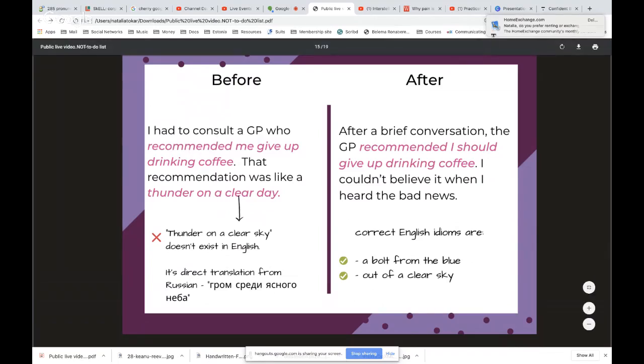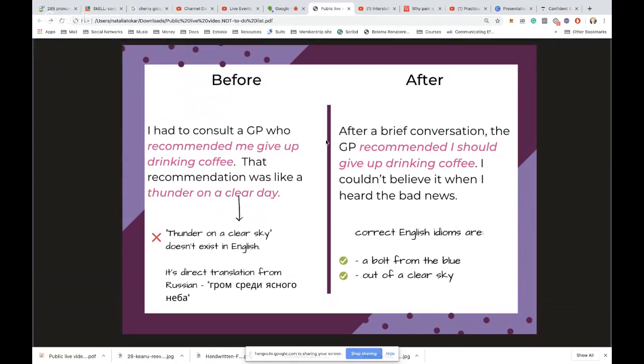You need to say, after you do your research and after you use all the tools recommended in the course, a person quickly found out that it has to be: "after a brief conversation, the GP recommended I should give up drinking coffee." This is more English, because what was before is the translation of your thought process. But what you see on the right is actually English.